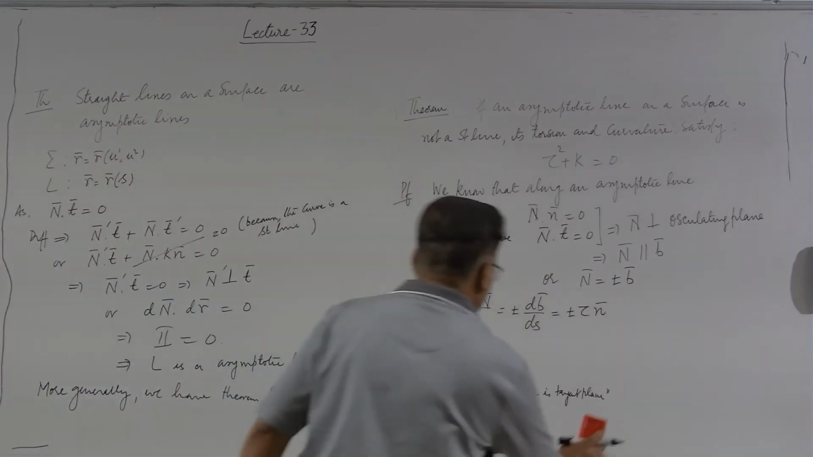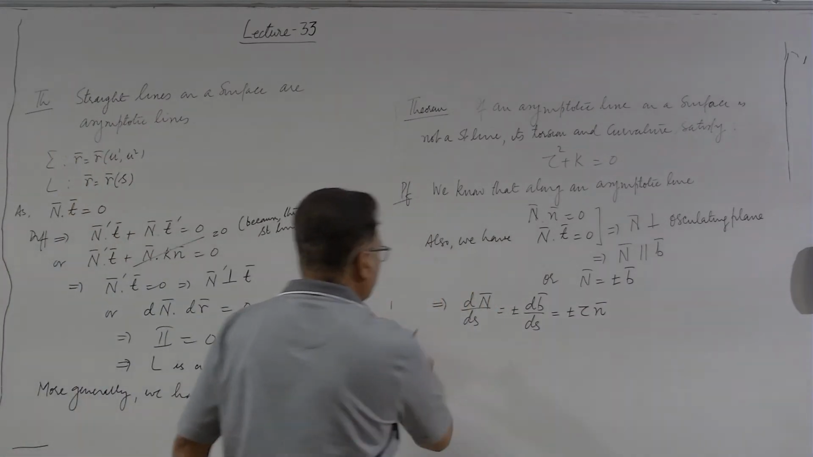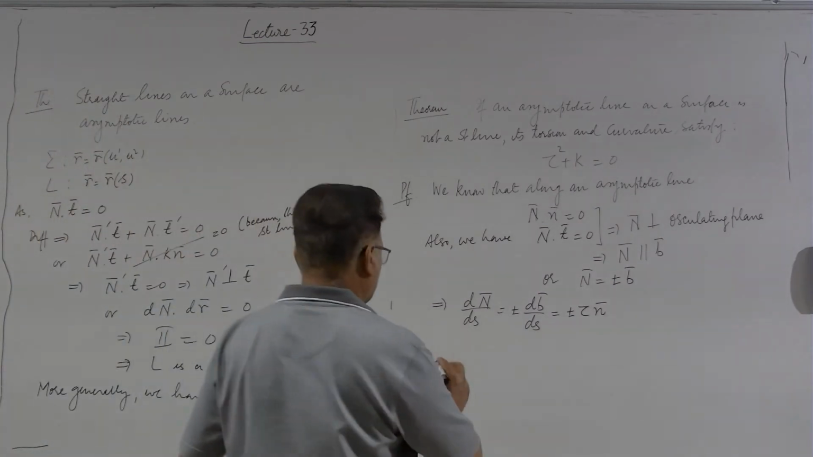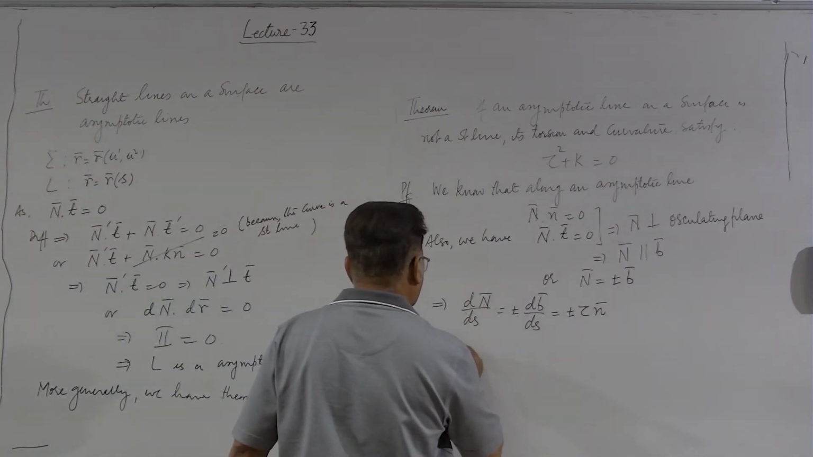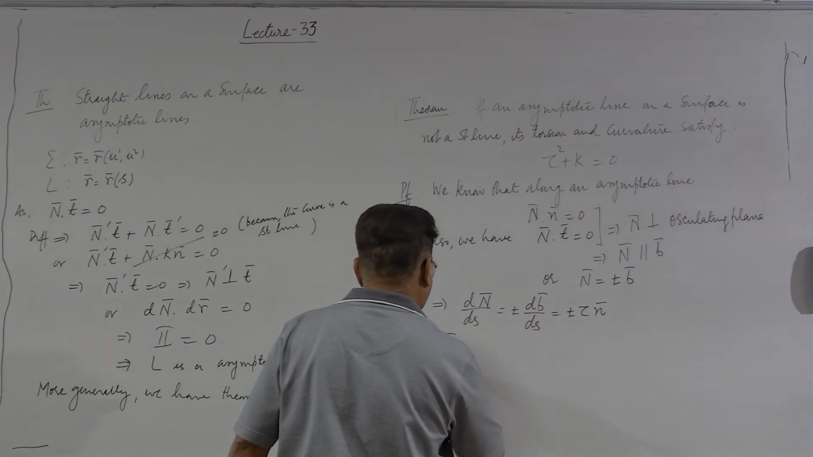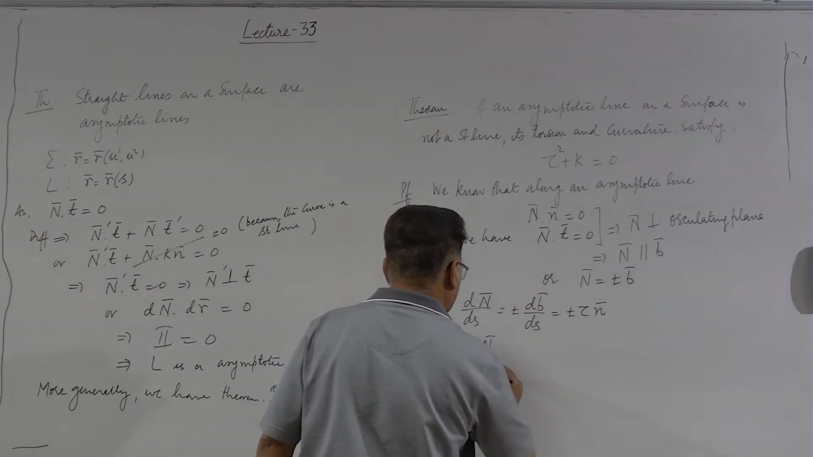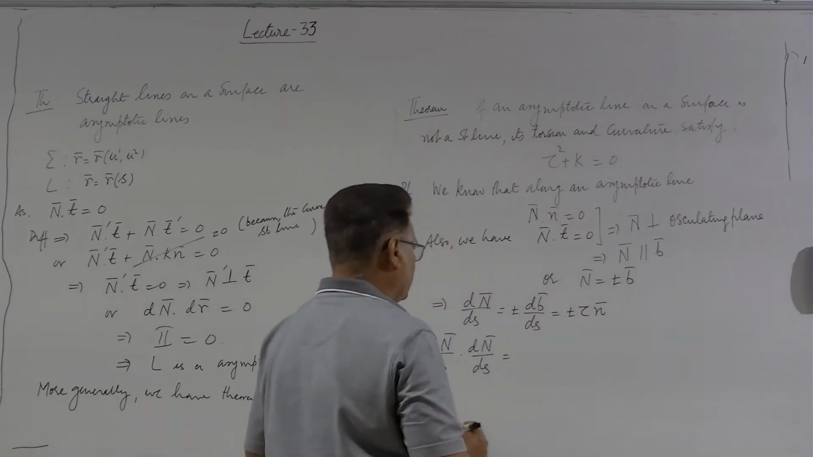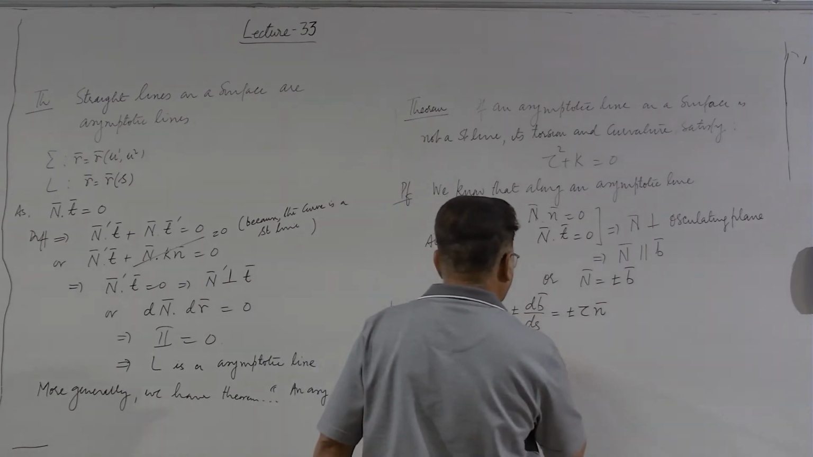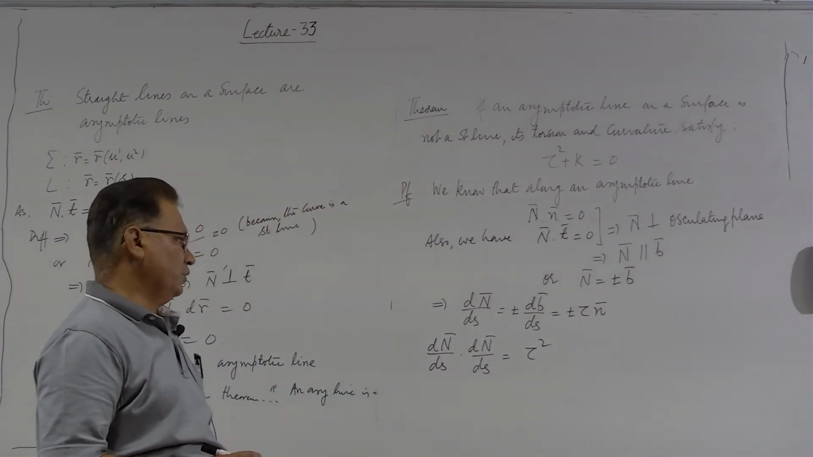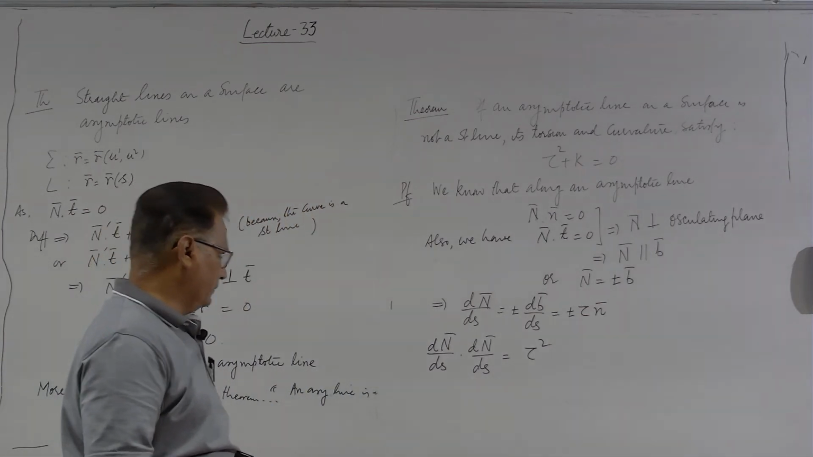Now, dn dot ds. So, n dot n will be what? dn dot dn. If I consider dn upon ds dot dn upon ds, I am taking the dot product. So, this will be tau square. Okay, n dot n is 1, so it is simply tau square.